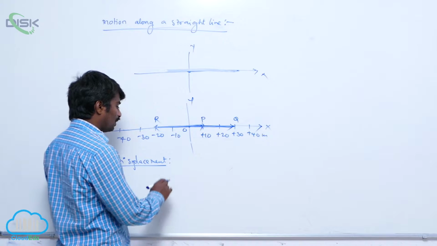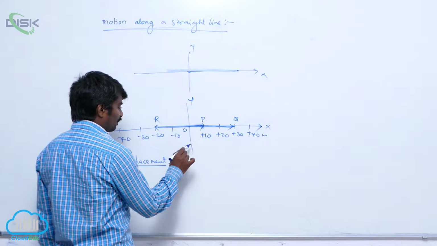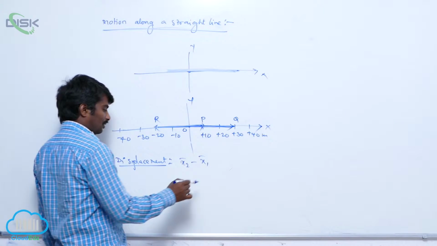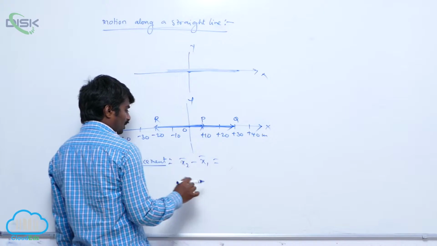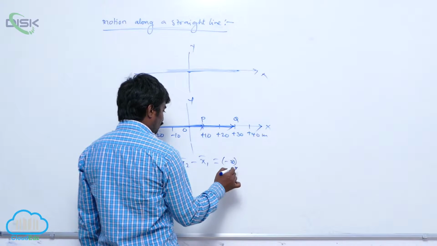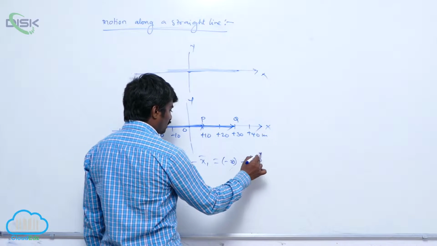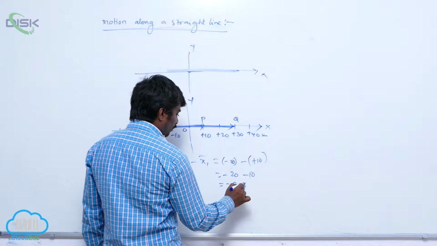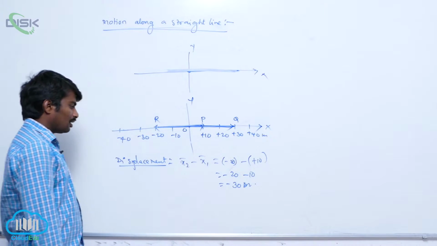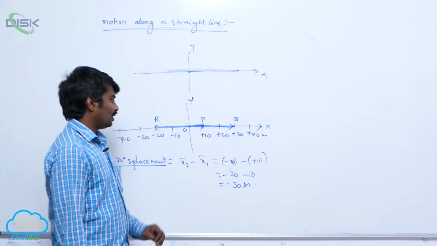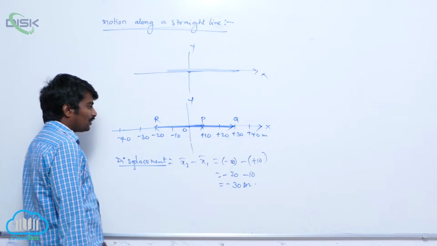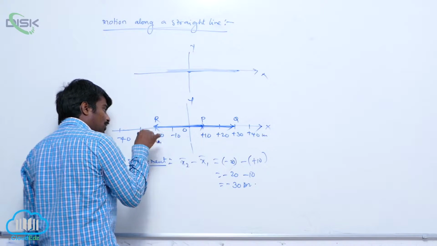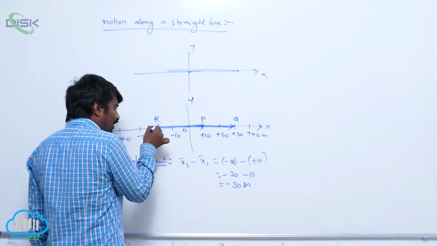Or we also define this as final position minus initial position, x2 minus x1. So along with the sign you have to substitute. So x2 is minus 20, minus x1, which is plus 10 meters. What are you going to get? Minus 20 minus 10, that is equal to minus 30 meters. So what about the negative sign? The negative sign gives you the direction of the displacement. The direction of the displacement is always from initial position to final position. So it is along the negative x axis.